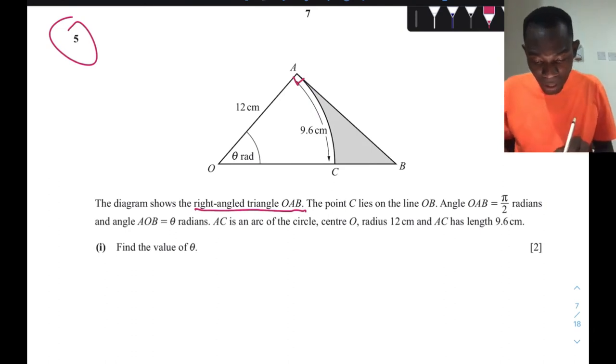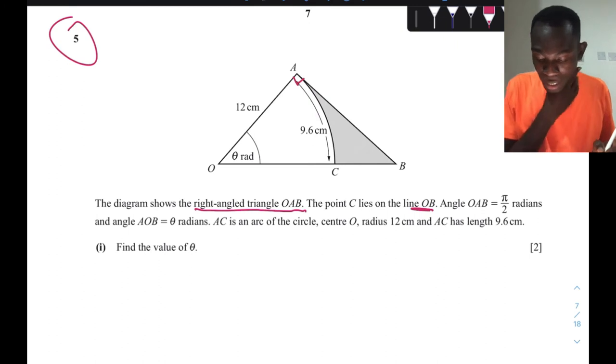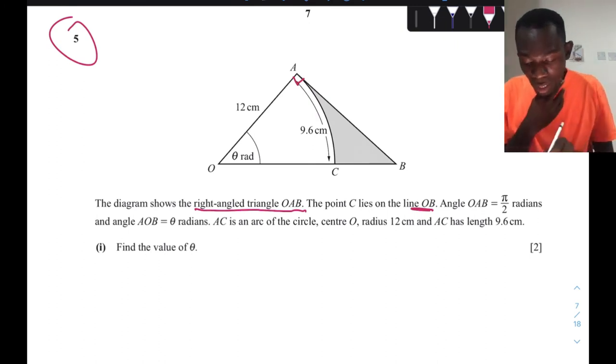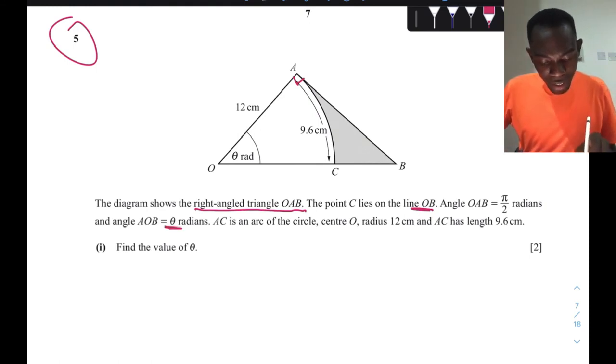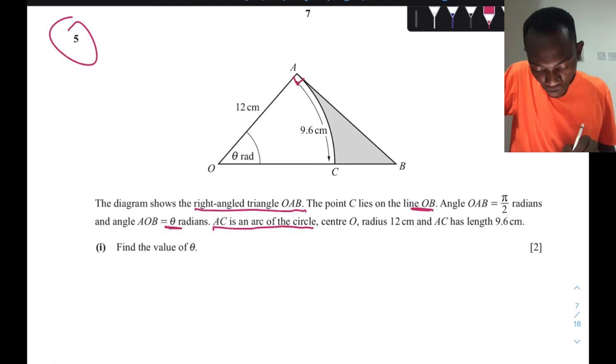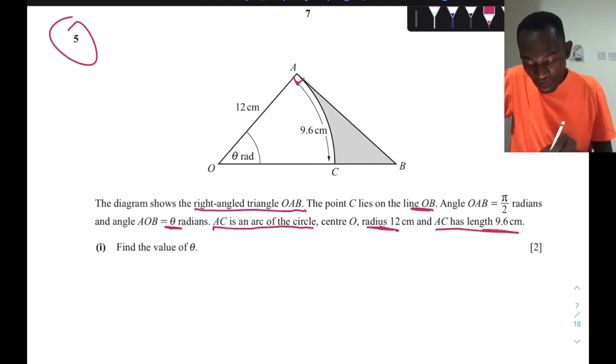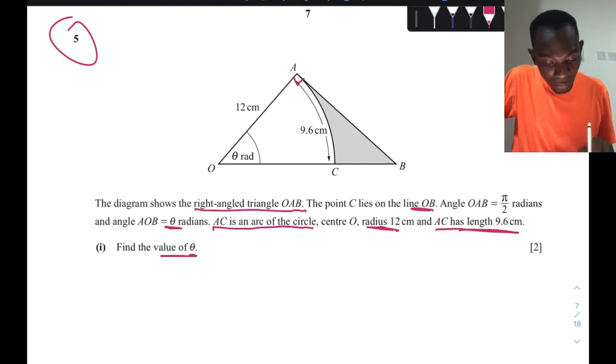So the point C, we are told, lies on the line OB. Of course, we can see that. And then the angle OAB is pi on 2 radians. Of course, that is 90, we know that. And then the angle AOB is theta radians, they have shown that in the working, which is cool. Then AC is the arc, of course, with radius 12. They have indicated that on there. And then the arc length is also 9.6. They want us to find the value of theta.